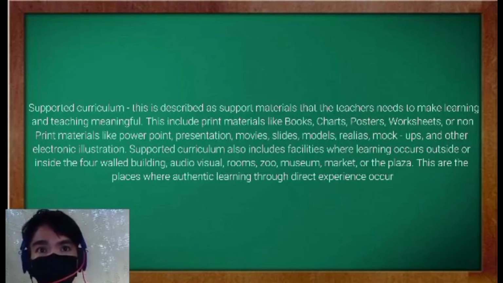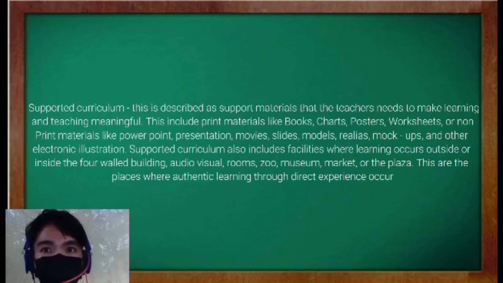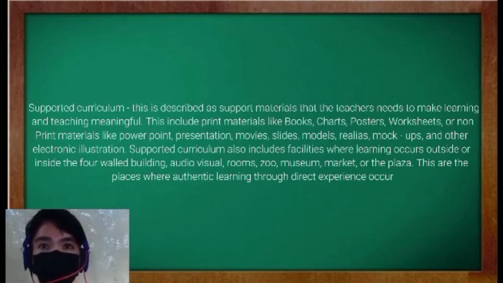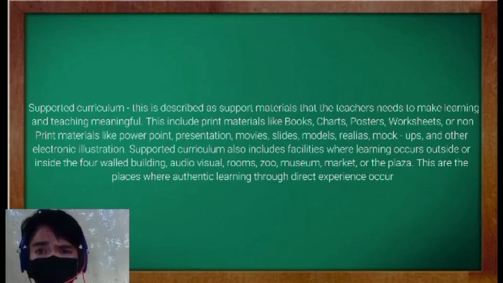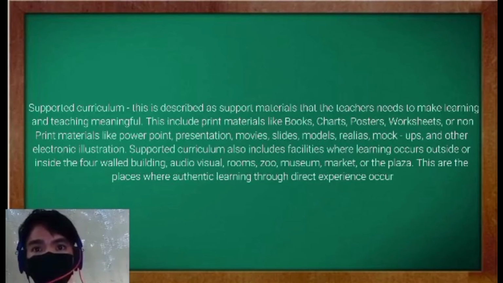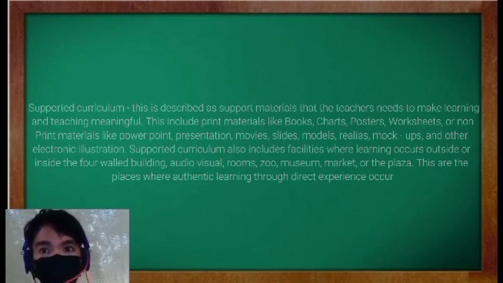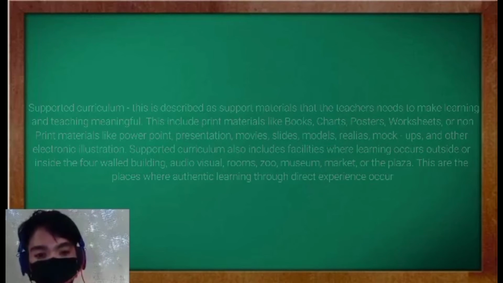These include print materials like books, charts, posters, worksheets, or non-print materials like PowerPoint presentations, movies, slides, models, and realia. So it means they include the playground, science laboratory, audiovisual room, zoo, museum, markets, or the plaza. These are the places where authentic learning through direct experience occurs.